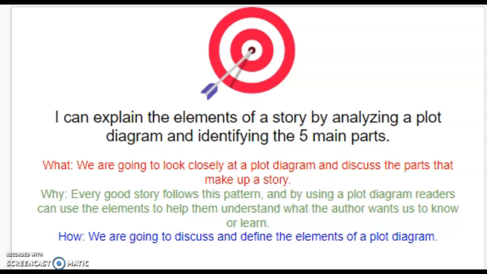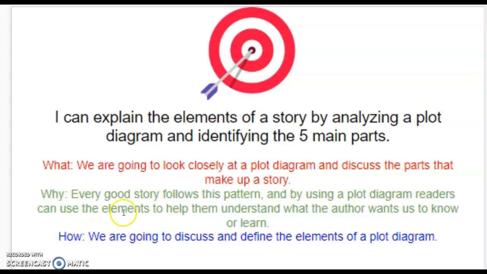Good afternoon, team. So today we are going to explain the elements of the story by analyzing a plot diagram and identifying the 5 main parts. So what are we going to do? We're going to look closely at a plot diagram, and I will share that with you shortly, and discuss the parts that make up a story.